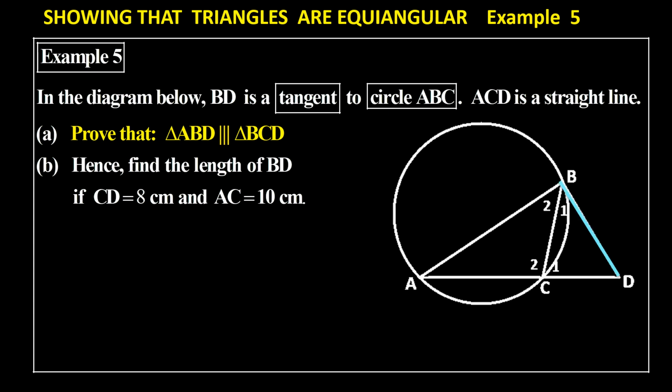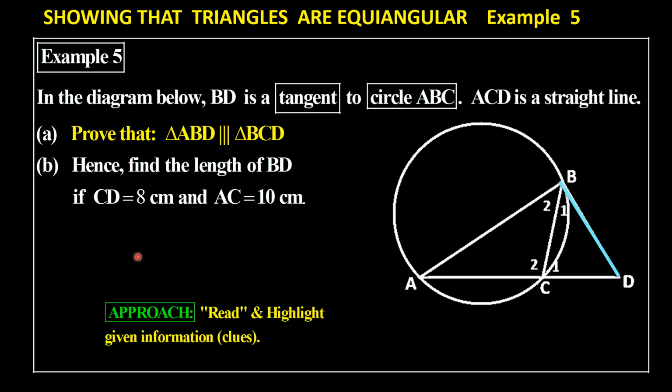It's always important to read your information. You've got BD is a tangent. So it may be advisable to highlight, to remind you that BD is a tangent of a circle. So if they mention it's a tangent, you need to use it. So you need to use the tangent chord theorem there. Right. So always make sure that you read.